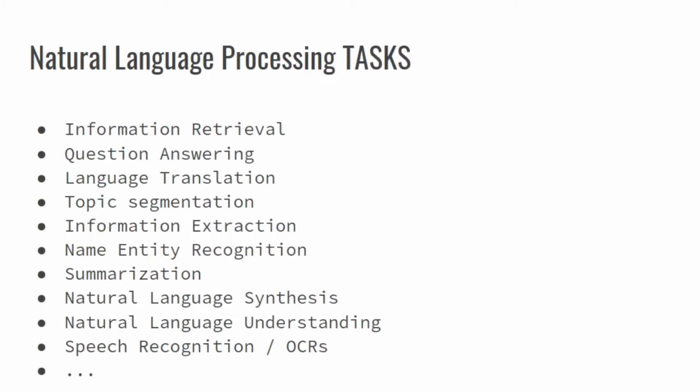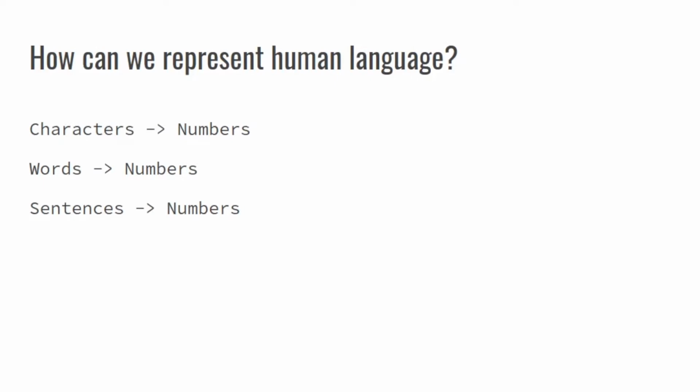Actually, splitting into tasks. This is a list of the most common natural language processing tasks, and let's see some of them. For instance, information retrieval is what you do usually when you visit Google. Given a keyword, you get documents that are relevant to that keyword. Or question answering, when you ask something and you get the exact answer. Or language translation, etc.